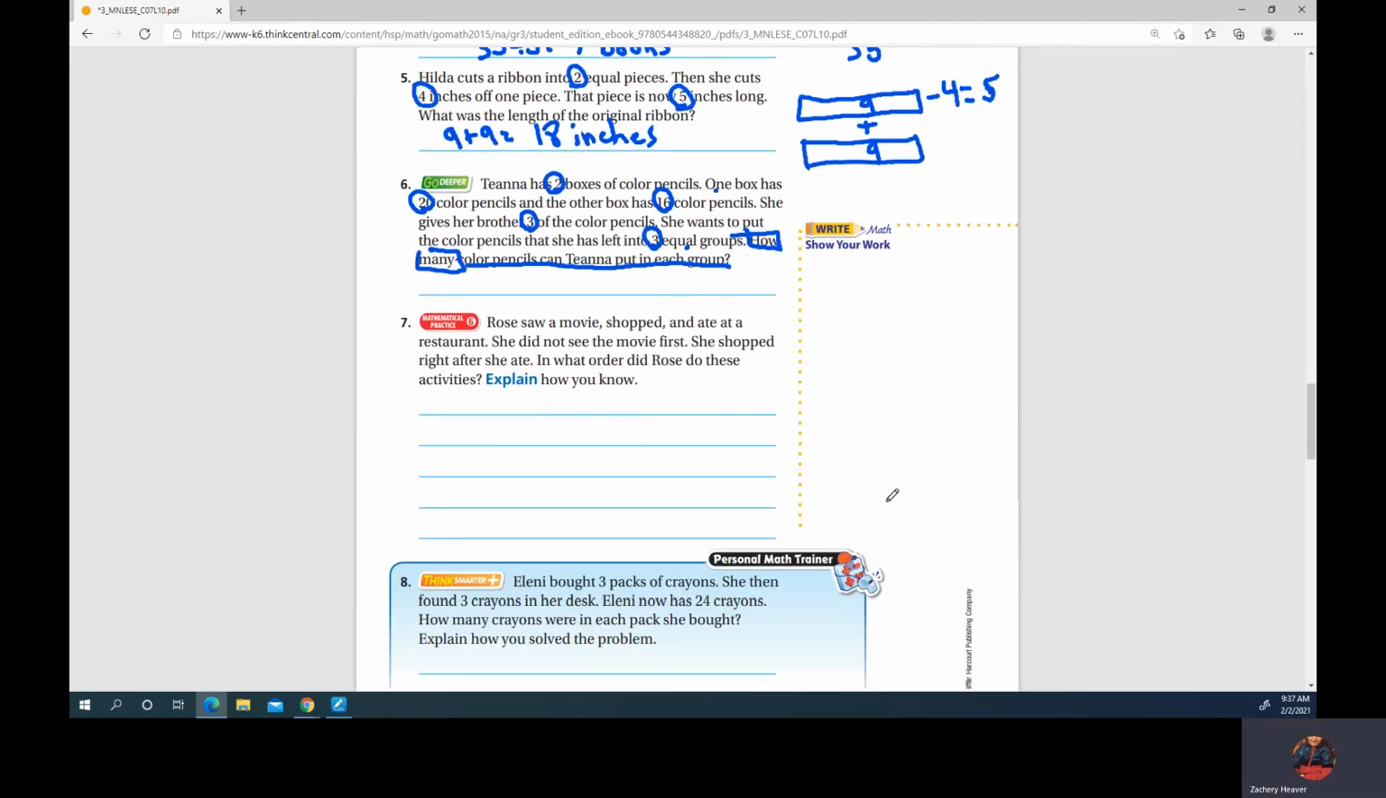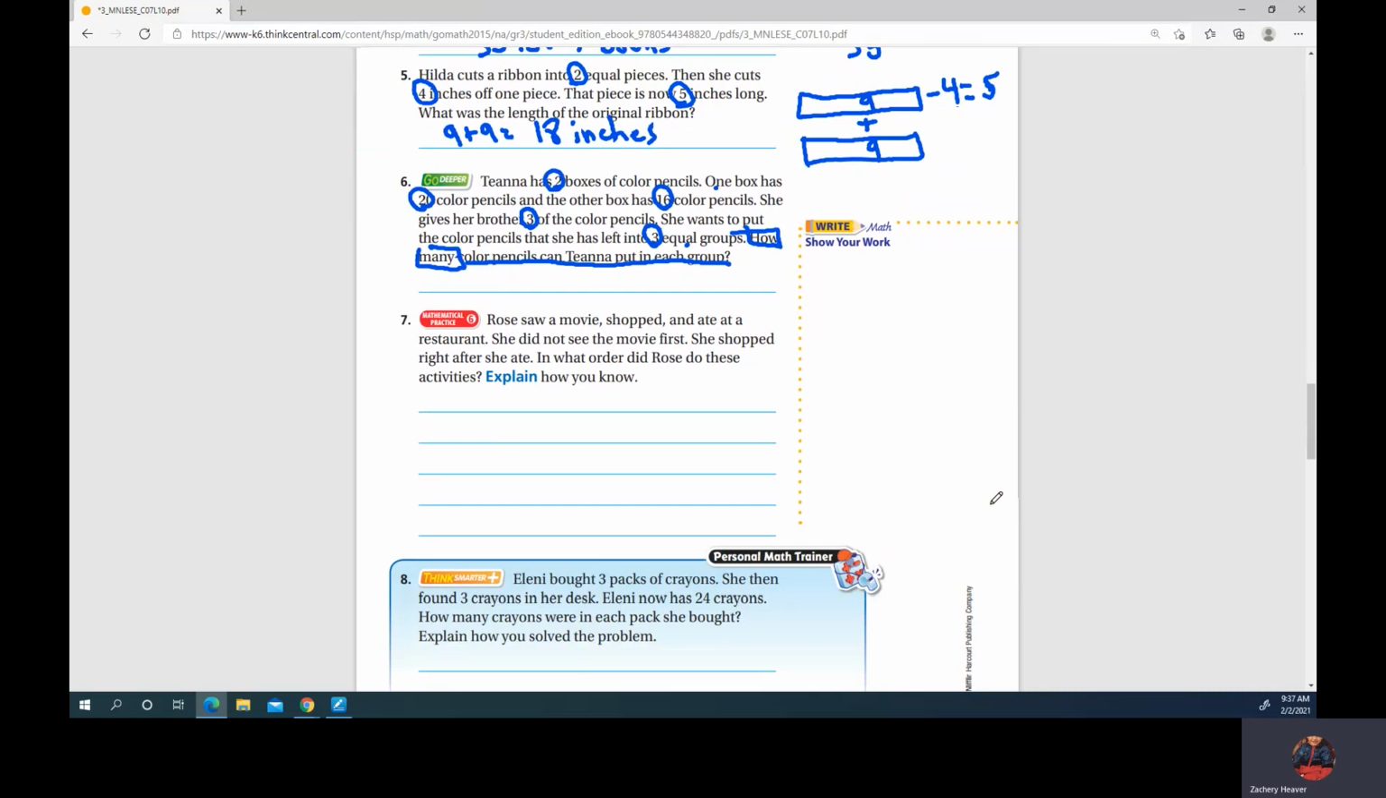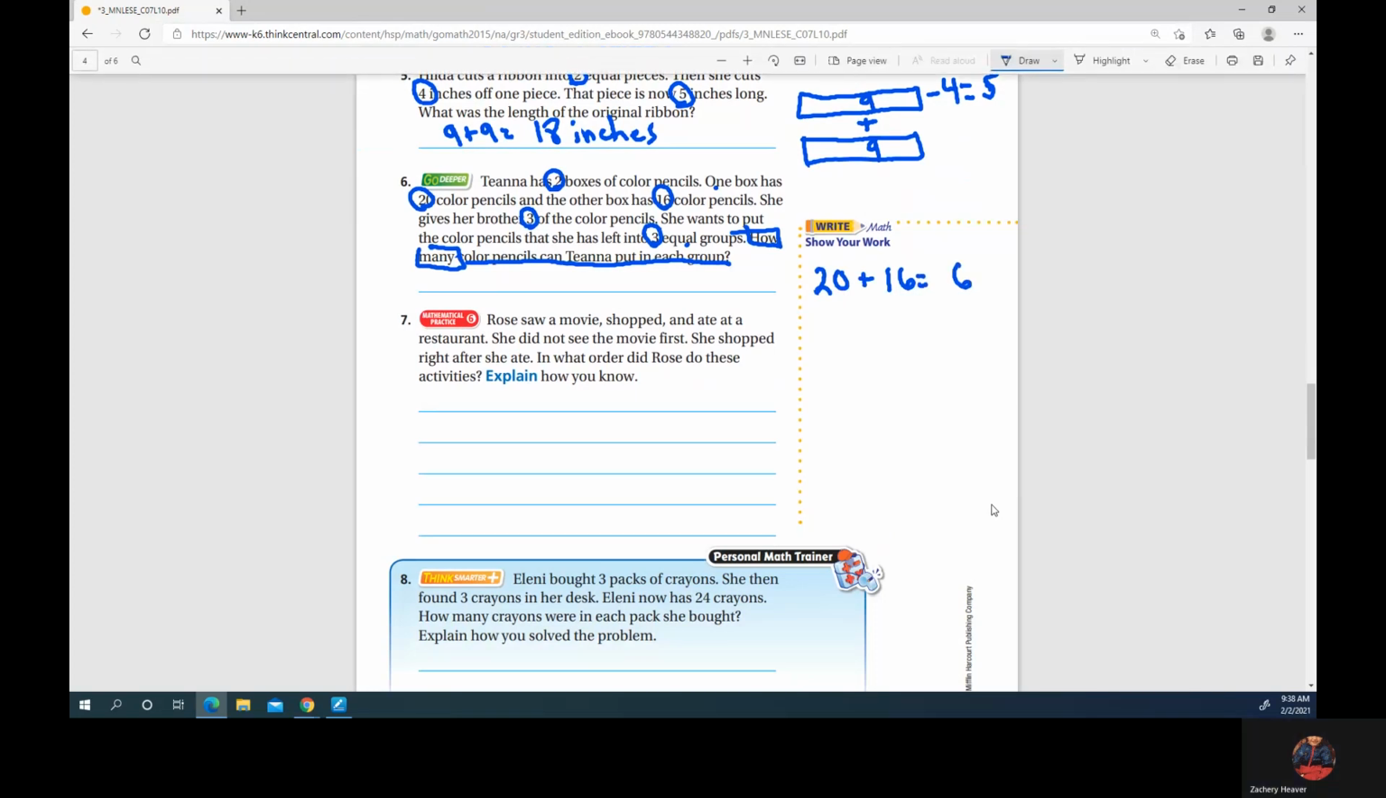This is another one. So we have 2 boxes of colored pencils. Box 1 has 20 and box 2 has 16. So let's find out what she has total. 20 plus 16. 6 plus 0 is 6. 2 plus 1 is 3. So she has 36 pencils. That's great. Well, she gives her brother 3. So I'm going to take 36 minus 3, and that's going to give me 33.